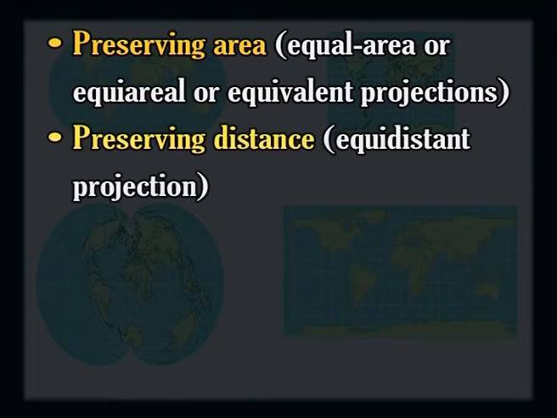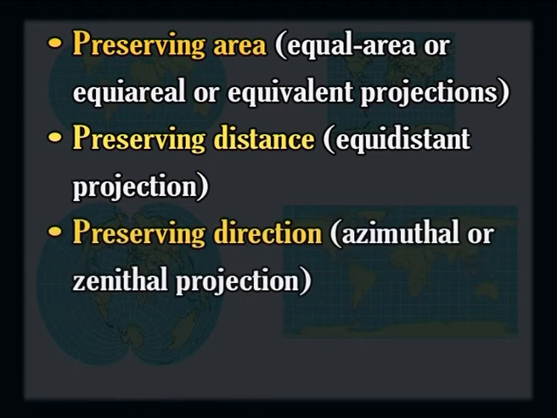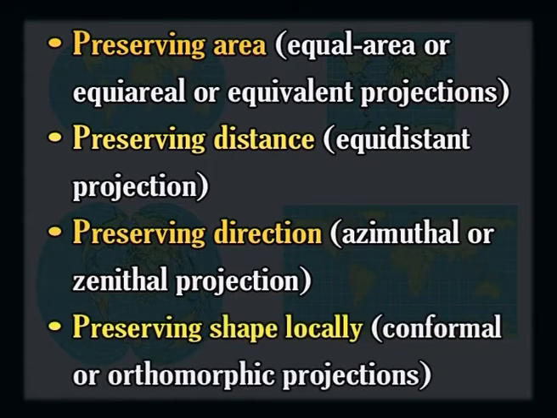Preserving distance, they are also called equidistant projections. Preserving direction, they are also called azimuthal or zenithal projections. Preserving shape of local areas, they are also called conformal or orthomorphic projections.